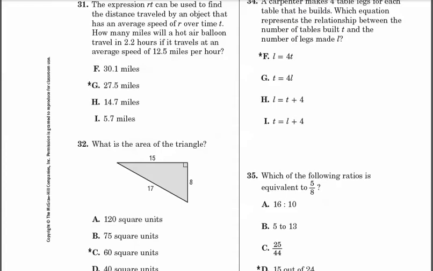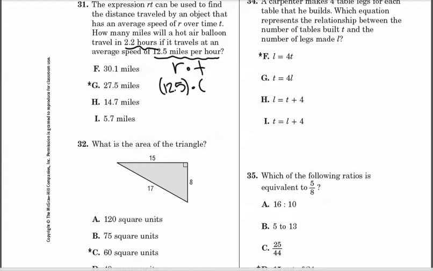Number 31, the expression r times t can be used to find the distance traveled by an object that has an average speed of r over t time. So we plug in the speed, which is 12.5 miles per hour, times time, which is 2.2. When we multiply those, we get 27.5.